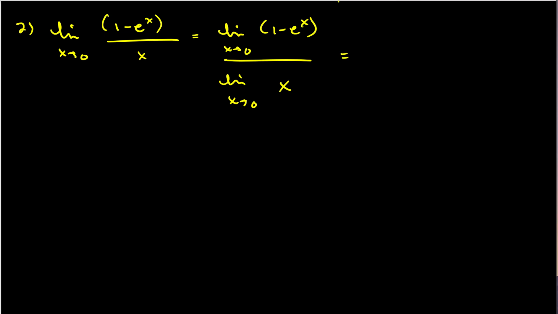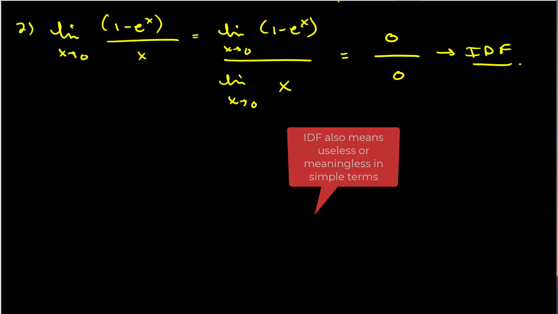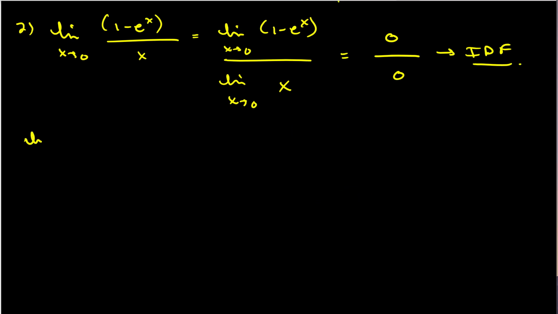Now the top, as x tends to 0, e to the 0 will be 1, so 1 minus 1 will be 0. So the top will be 0. And the bottom, limit as x tends to 0 of x will just be 0. So again, we have an indeterminate form. So this leads us to use L'Hopital's rule again. So let us employ L'Hopital's rule.